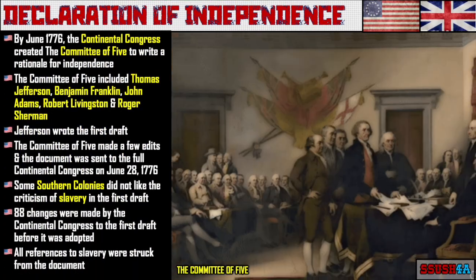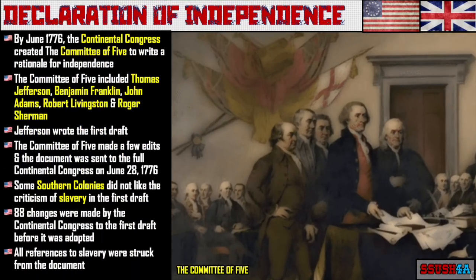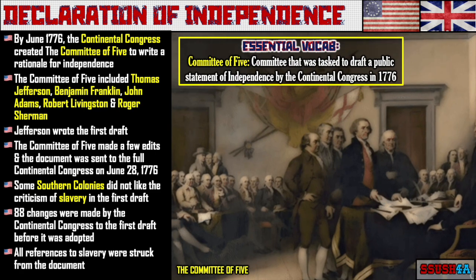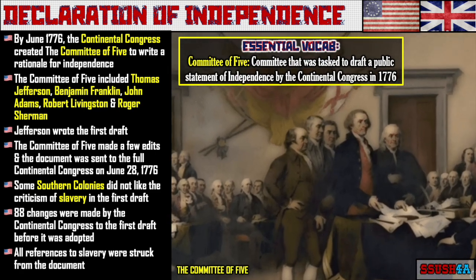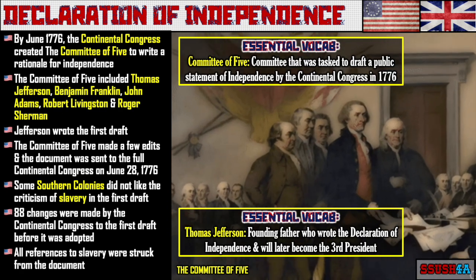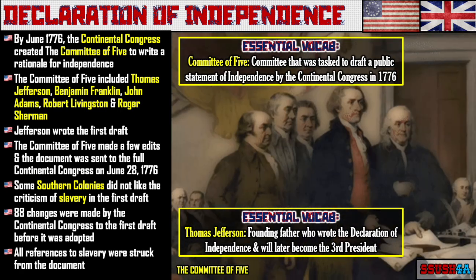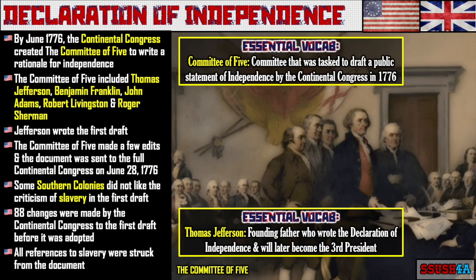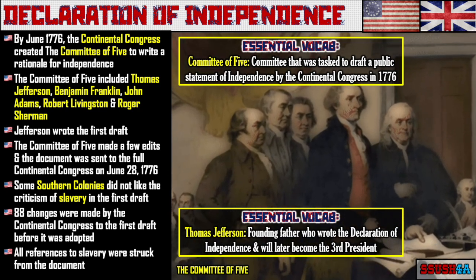By June 1776, the Continental Congress created the Committee of Five to write a rationale for independence. The Committee of Five included Thomas Jefferson, Benjamin Franklin, John Adams, Robert Livingston, and Roger Sherman. Jefferson wrote the first draft. The Committee of Five made a few edits, and the document was sent to the full Continental Congress on June 28th.